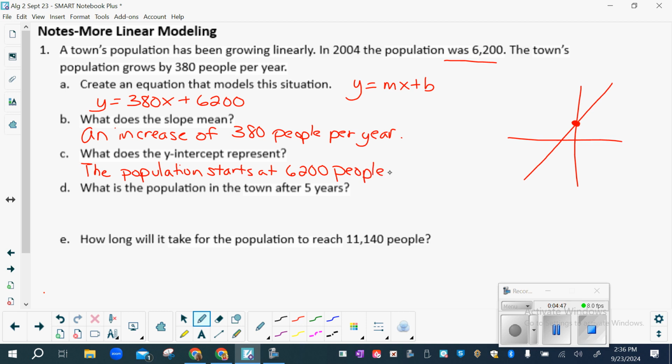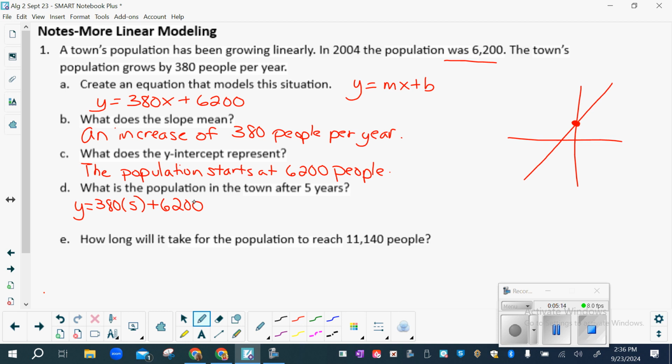Okay, so we want to find the population in the town after 5 years. So what would we do to find the population? Yeah, that's right. 5 is going to go in place of your x. So in your equation, y equals 380x plus 6,200, we take 380 times 5 plus 6,200.